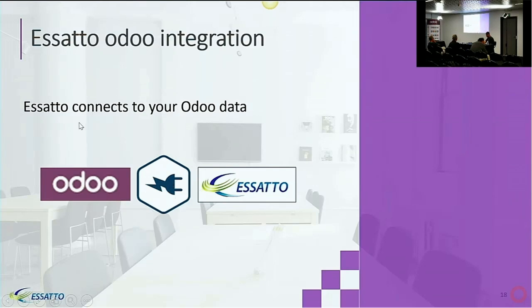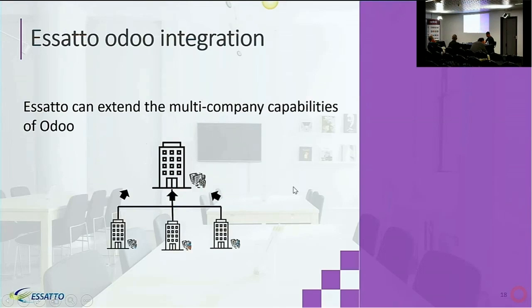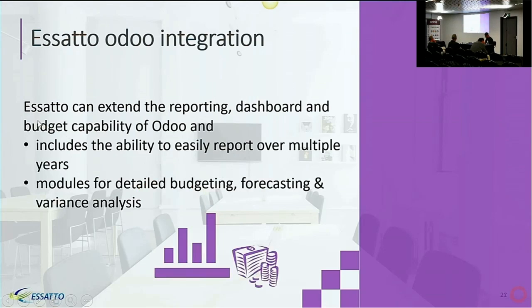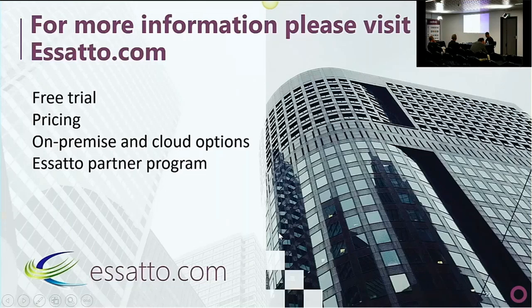And this is just summarising what we covered at the start. So we connect directly to Odoo. We can extend the multi-company capabilities. We allow you to bring in other data to create different KPIs within our system, and you also have got the budgeting, variance and forecasting capabilities. That's it.